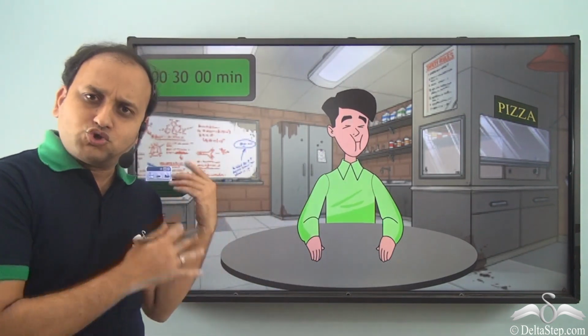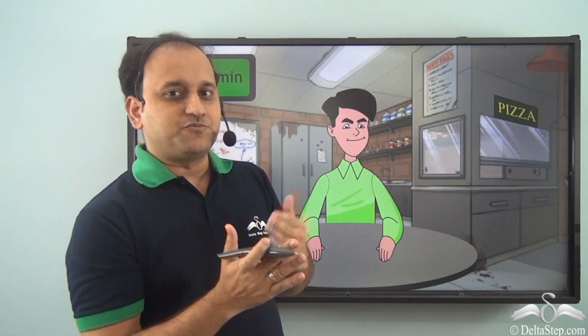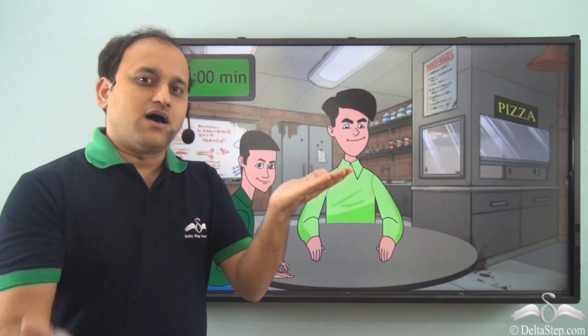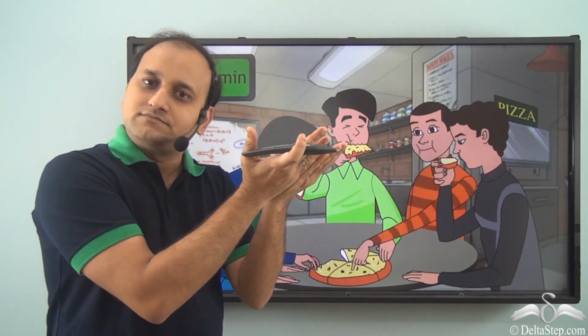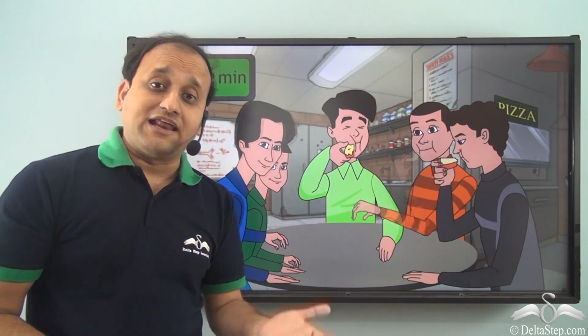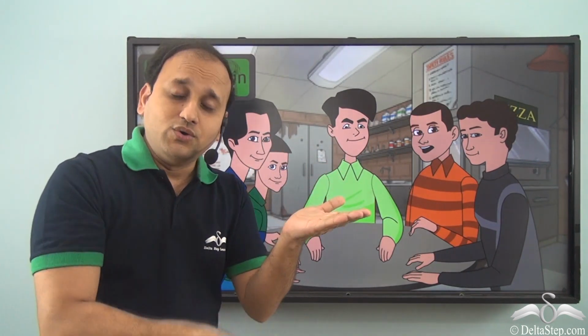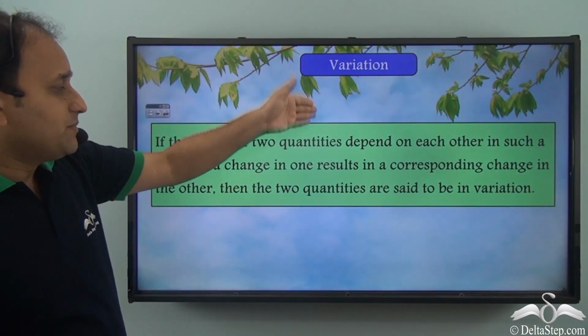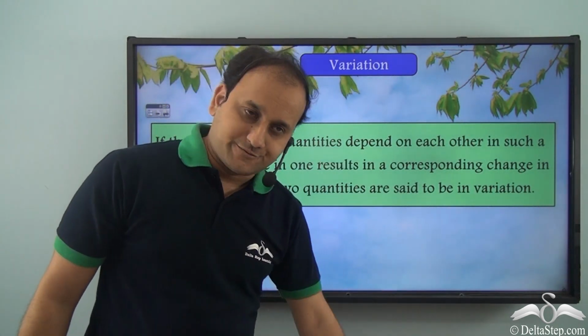Now, we saw so many examples of different relationships between values. We have two types of relationships. One is one value increases, the other increases with it. And then we have another relationship in which when one value increases, the other value decreases. Now, what do we call such a relationship? Well, such a relationship is called variation.